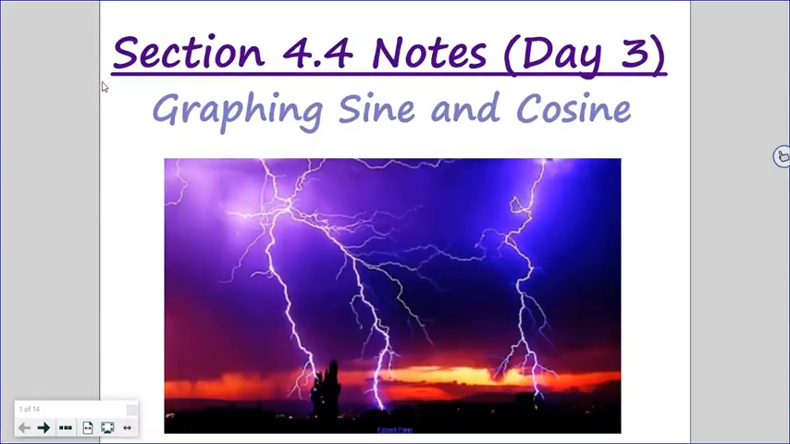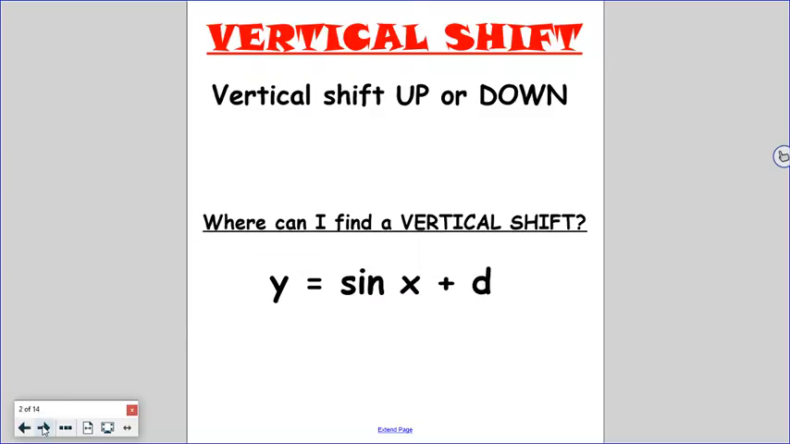Last transformation. So we have added A, B, C: amplitude, change in the period, phase shift. Today we are adding to that our last transformation, which is a vertical shift. Vertical shift is the same as we would have seen it from first semester: it is outside of our function. It is an addition or subtraction outside of our function. It moves our graph up or down. Yes, it is moving our graph, but most importantly, it is moving our midline.